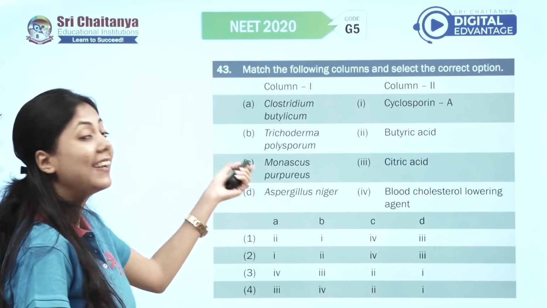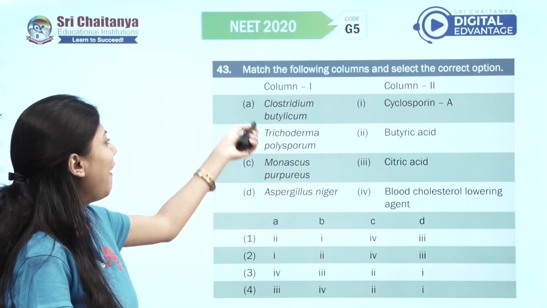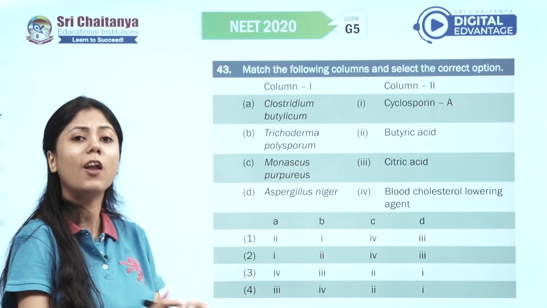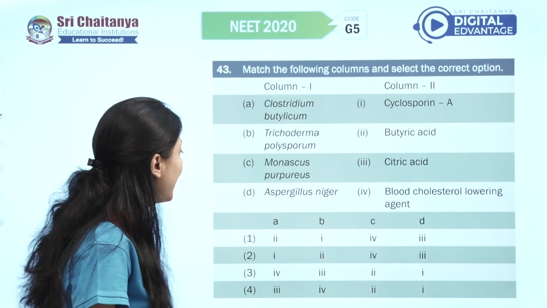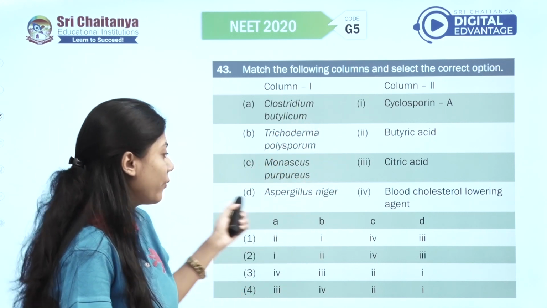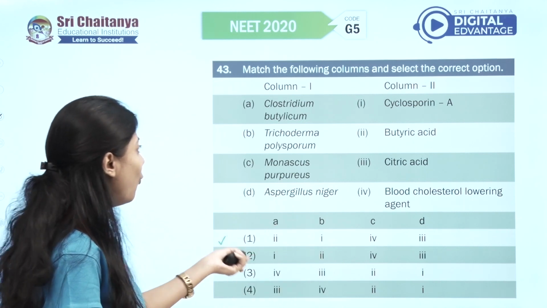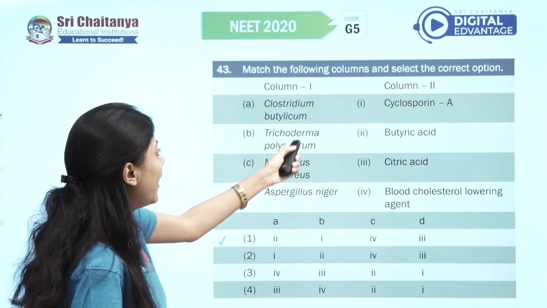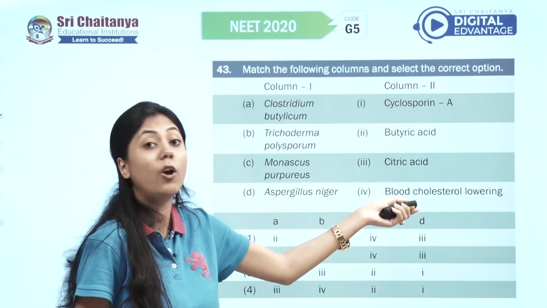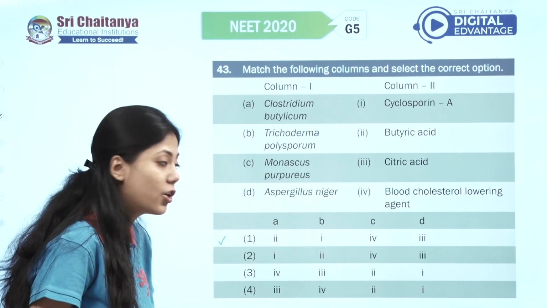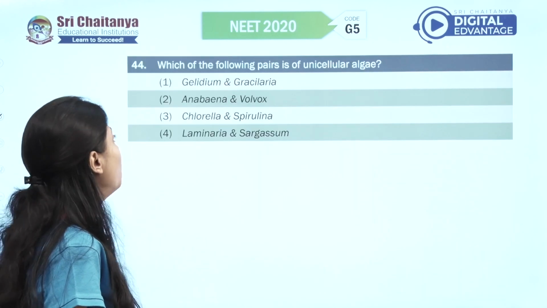Let's move ahead. Again, this time you have got a match the following, right? So here again, a very, very easy one. I know all of you must have rocked this. So Clostridium butyricum, obviously butyric acid. So this is A2. We don't need to see anything else. So straight away one option is matching, that is option number 1. But still we can just go through: Trichoderma is cyclosporin A, Monascus purpureus is statins, blood cholesterol lowering agents, and Aspergillus niger is for citric acid production. Right? Okay. So now let's move ahead.